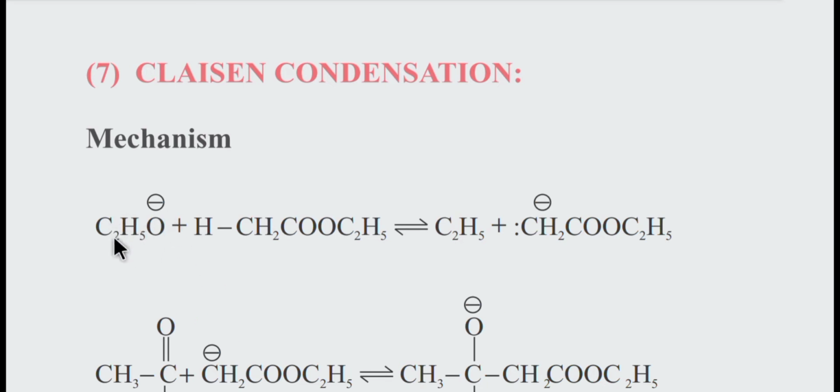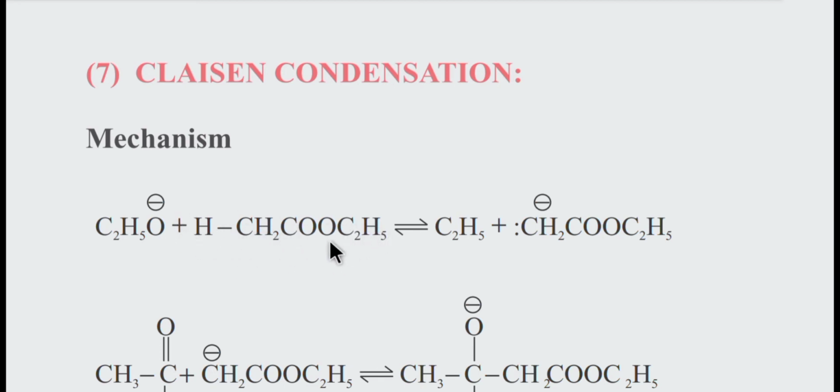So that's why it will act as a base, because this ethyl group will abstract a proton from this compound. So this ethoxide group will act as a base, and it will abstract this proton from this ethanoate group. So this is ethanoate.